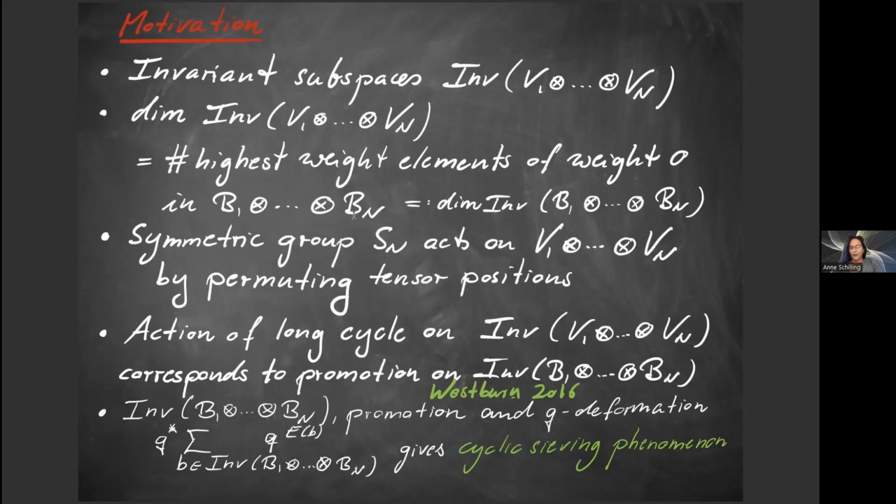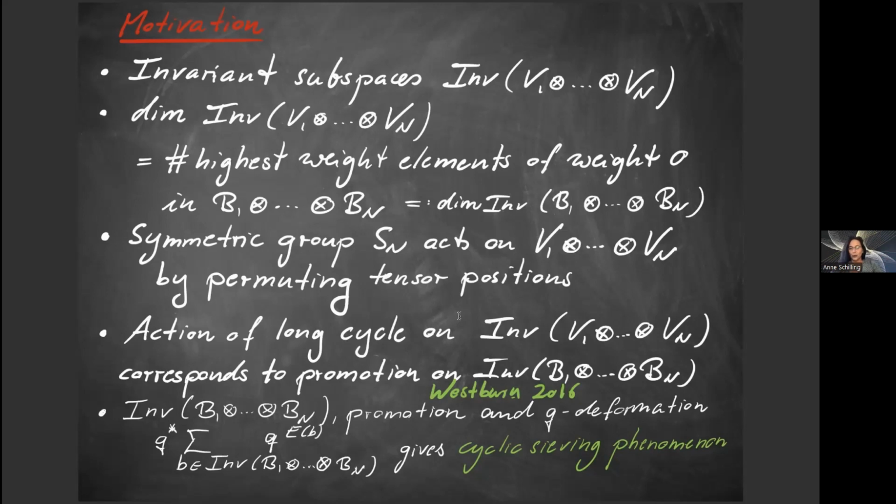It's also known that the symmetric group Sn acts on V1 up to Vn just by permuting tensor positions. And it was shown by Westbury in 2016 that the promotion action, which I will define later in the talk, actually gives the action of the long cycle on this invariant space. Okay, so basically the one that flips all the tensor factors.